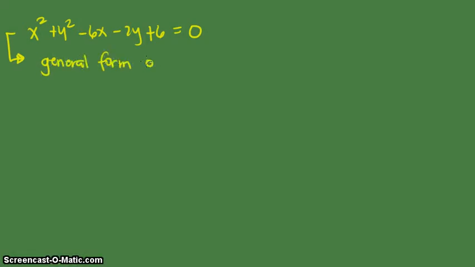Okay, so let's continue with our discussion. Earlier we had x squared plus y squared minus 6x minus 2y plus 6 is equal to 0. This time let's state the name of this type of equation. This equation is what we call the general form of a circle.